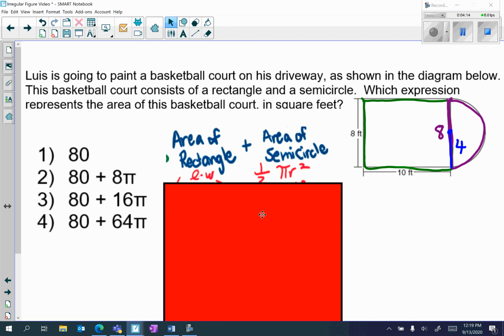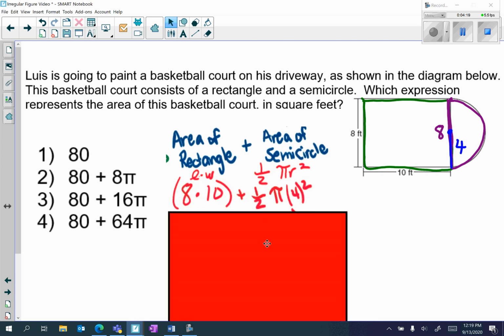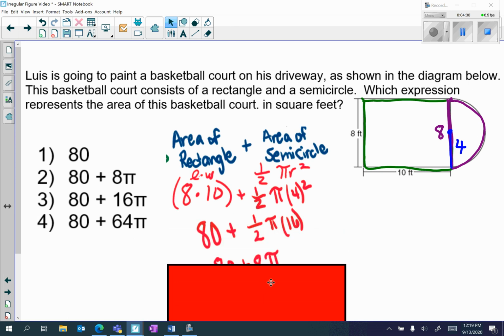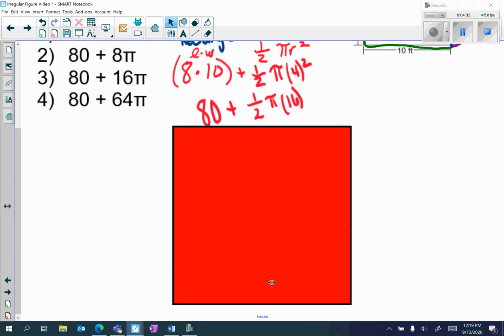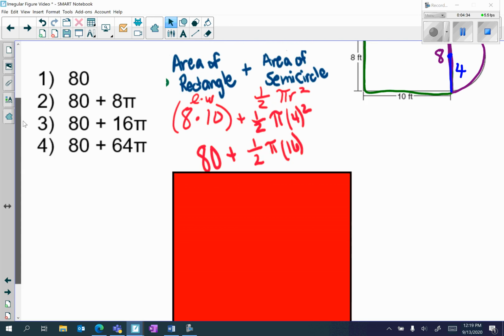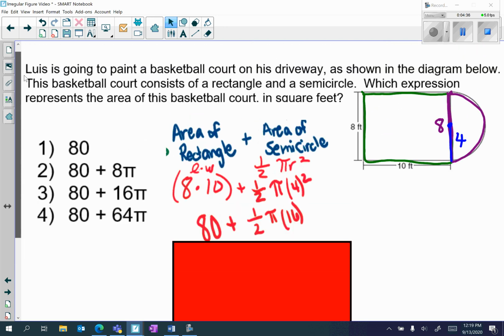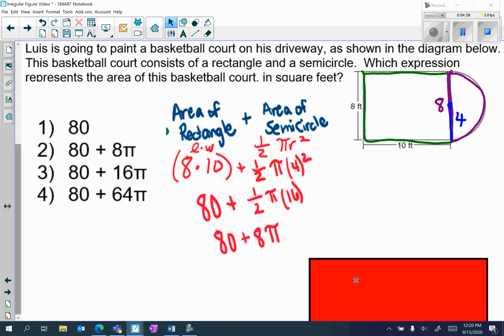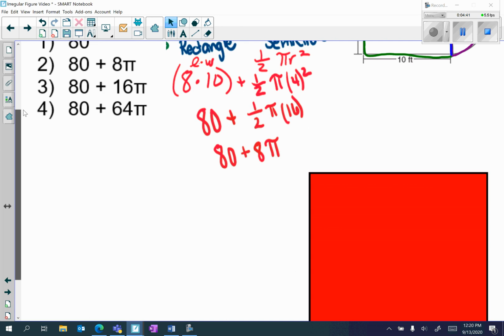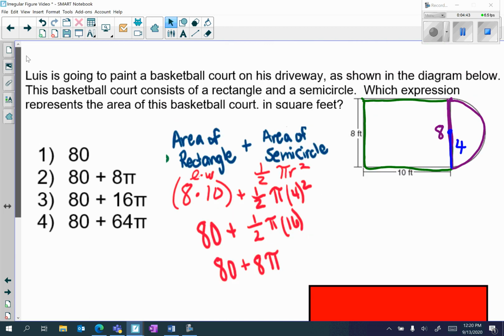To find the area of the rectangle, it's length times width, so it's 8 times 10. And then to find the area of a semicircle, I have to do half of pi r squared. So 1/2 pi, my radius is 4 squared. I end up getting 80 plus 1/2 pi times 16, and I get 80 plus 8 pi. So that would be choice 2.